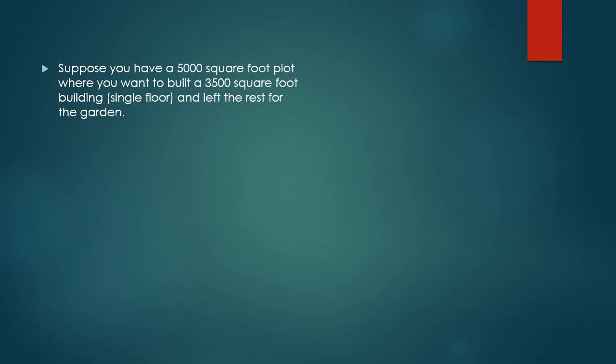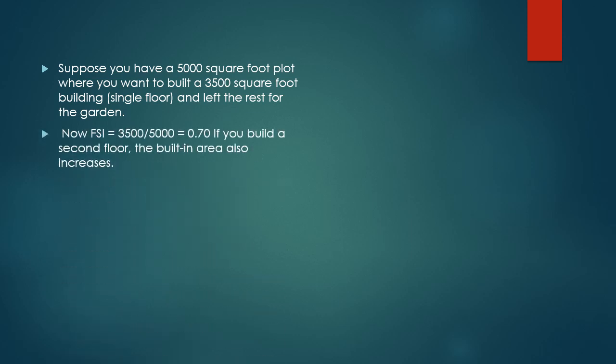Suppose you have a 5000 square feet plot where you want to build a 3500 square feet building, single floor, and leave the rest for the garden. Now FSI becomes 3500 divided by 5000, which is equal to 0.70.